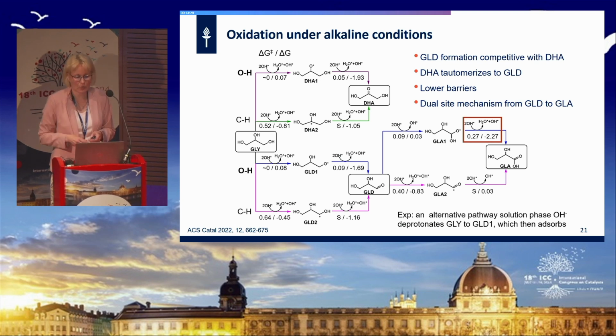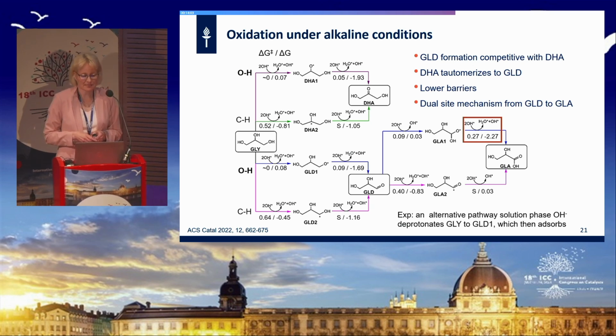Now, what happens when we move to the alkaline conditions? Now we have OH species on the surface, and if you look at the numbers under the arrows, the first number is the activation barrier, and the second number is the reaction energy, and suddenly they are much lower than what we observed on the bare surface. And the other observation that we have is that the GLD formation is competitive with the DHA.